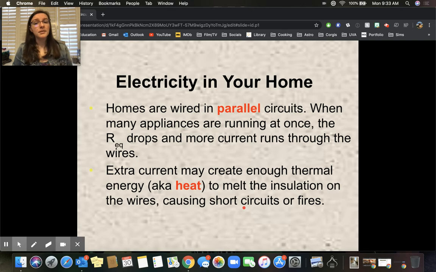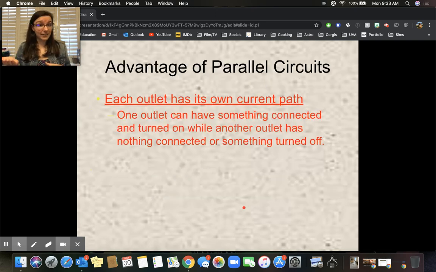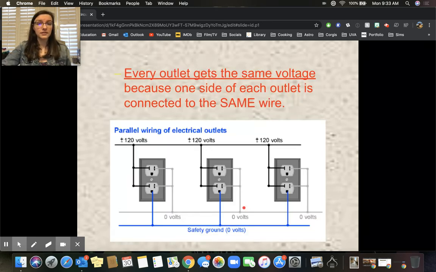Extra current may create enough thermal energy or heat to melt the insulation on the wires, which could cause short circuits or fires. Some advantages of these parallel circuits is each outlet has its own path. One outlet can have something connected to it and turned on, while another outlet has nothing connected or something burnt out or turned off. Each outlet has its own path, and if one outlet short circuits and breaks, it doesn't necessarily mess with the other outlets.